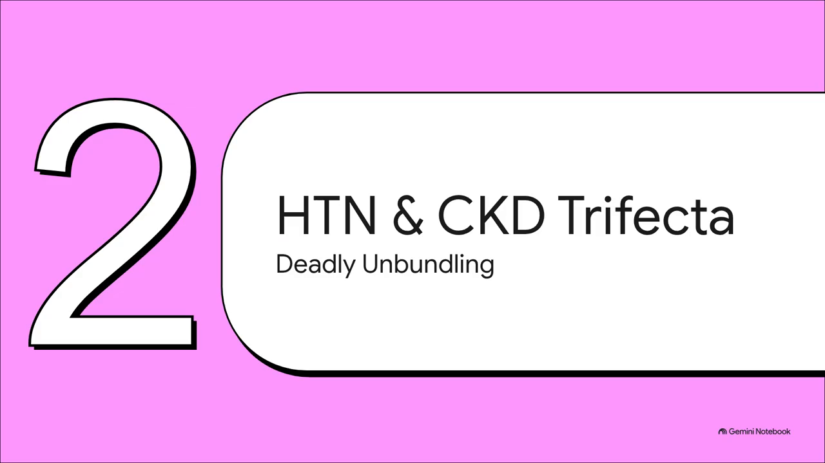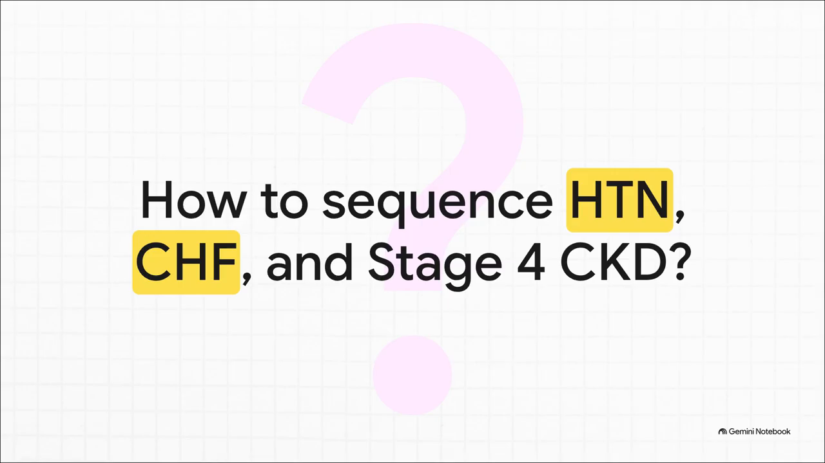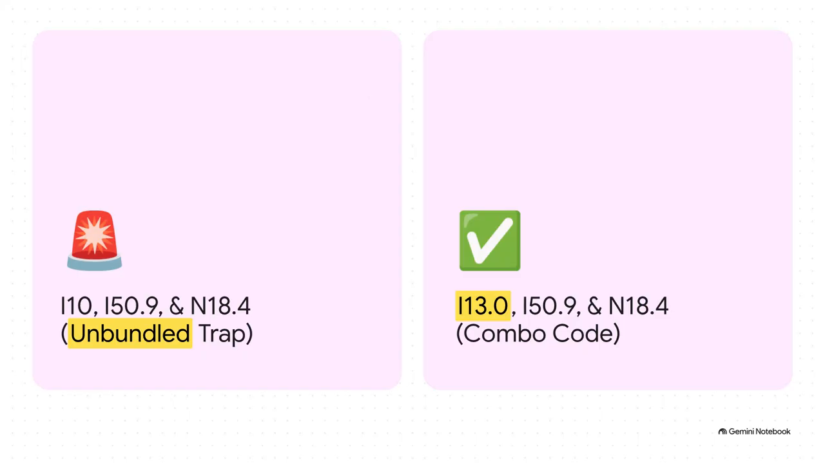Moving on to Section 2, the HTN and CKD trifecta. Let's shift from diabetes to the deadly unbundling trap of hypertension, heart disease, and kidney disease. Here's your scenario. A patient presents with hypertension, congestive heart failure, and stage 4 CKD. Test makers are practically rubbing their hands together here. They're hoping you'll panic, see 3 distinct, heavy-hitting diagnoses, and try to code each one individually. And this is exactly how distractors prey on the unprepared.